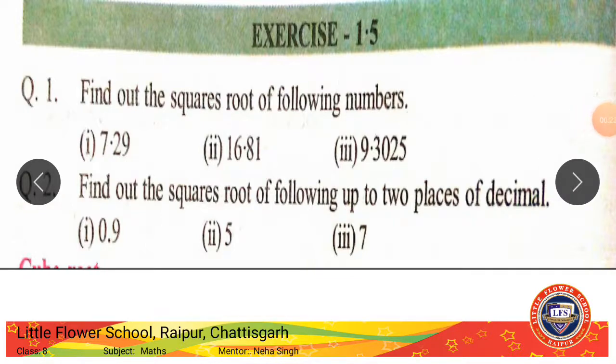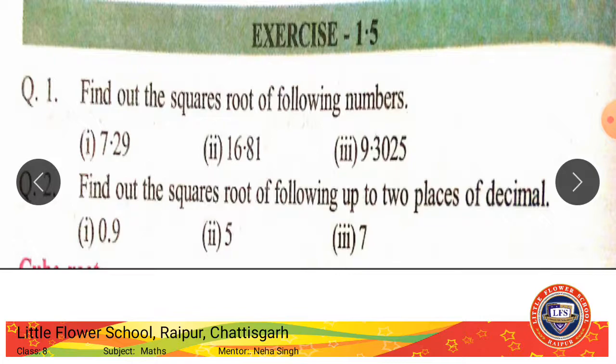First question is exercise 1.5. First question, find out the square roots of the following numbers. Now to find out the square roots you have done in the previous exercise, but here you can see the difference that here there are decimal numbers. Now in this exercise you need to find the square roots of decimal numbers. Till now you were doing normal real numbers or whole numbers, right?